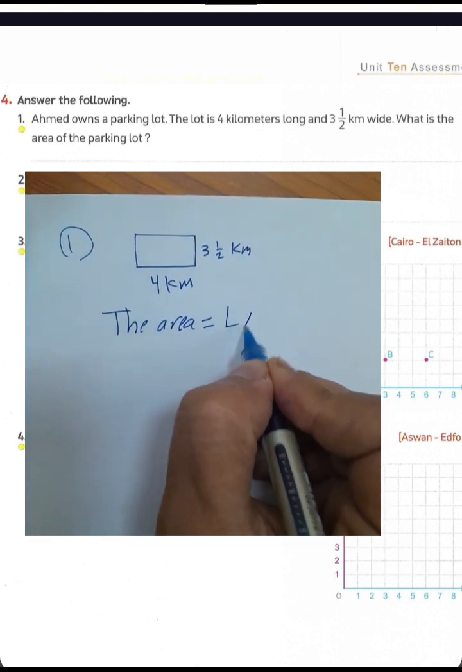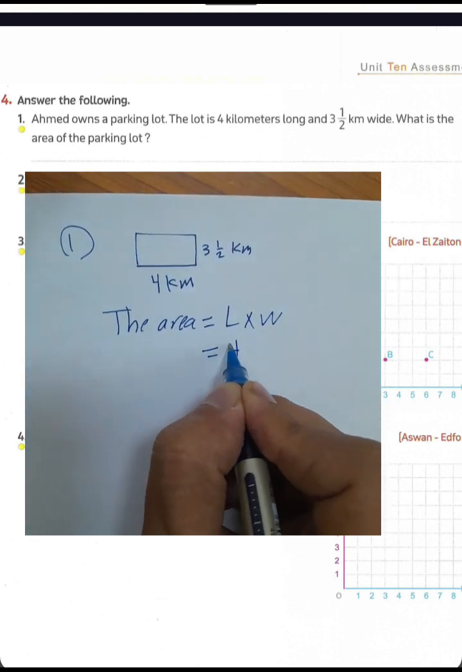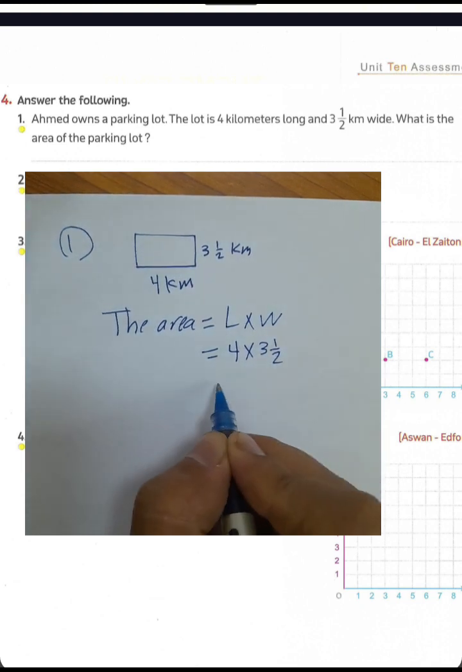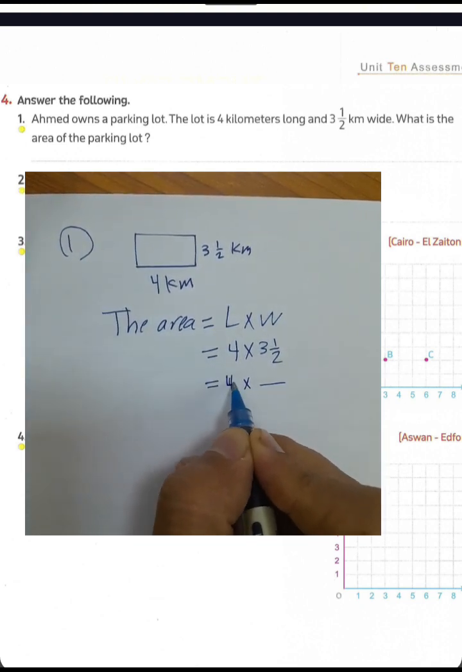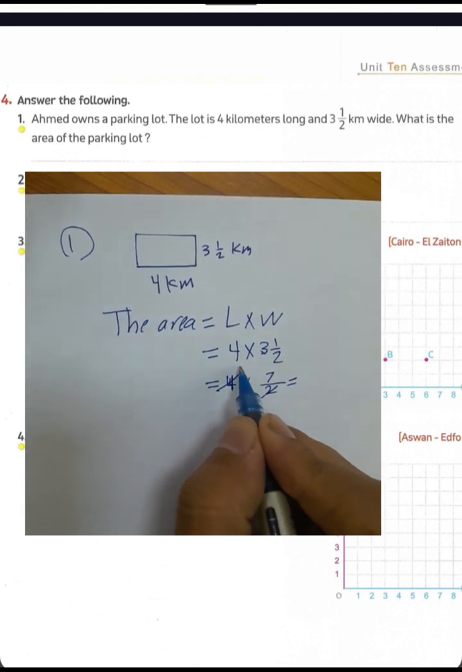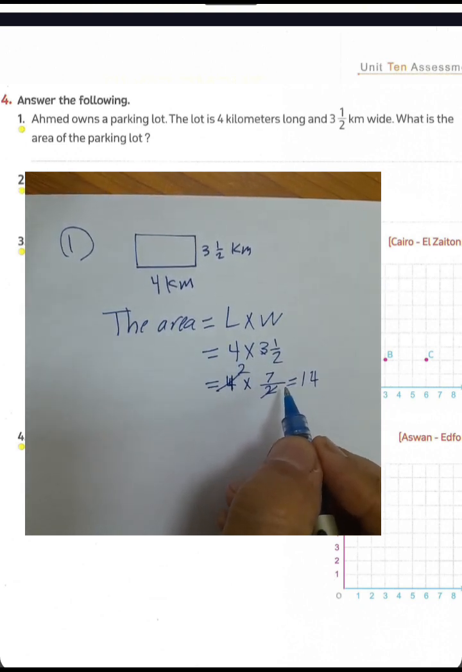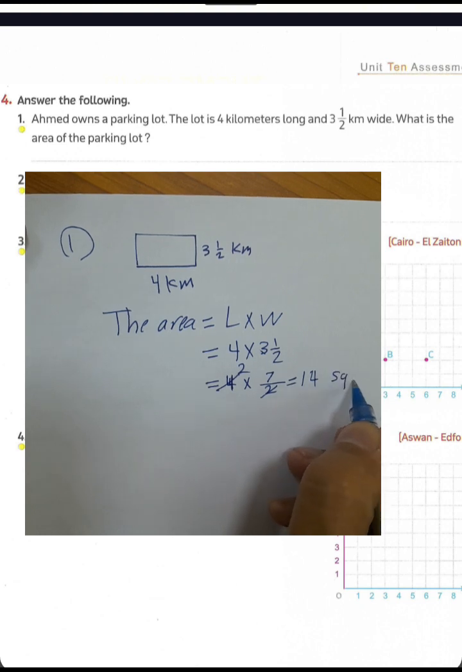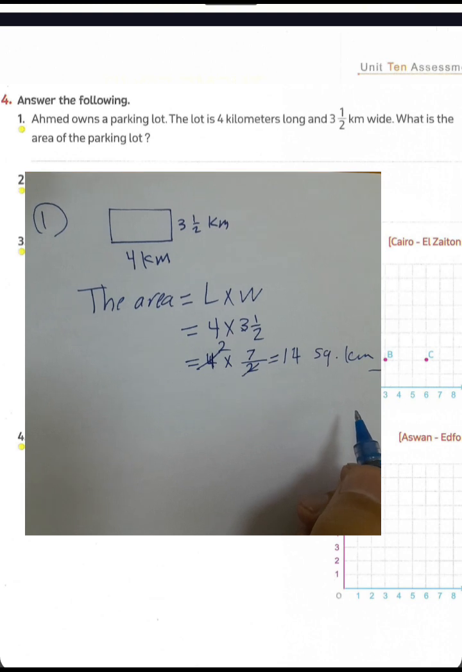Area equals length times width. We can write 4 times 3.5. Write 2 here: 2 times 3 equals 6 plus 1 equals 7. 4 divided by 2 equals 2. 2 times 7 equals 14. The result will be in square kilometers: 14 square kilometers.